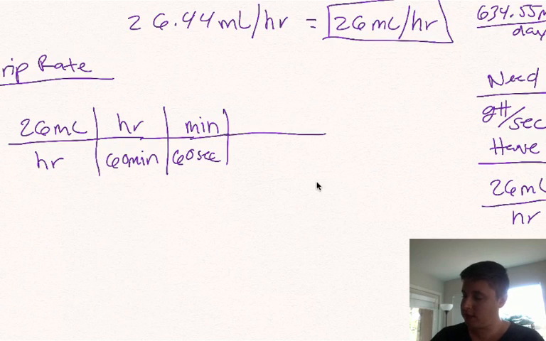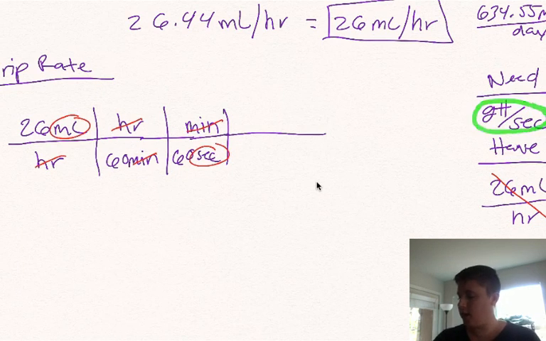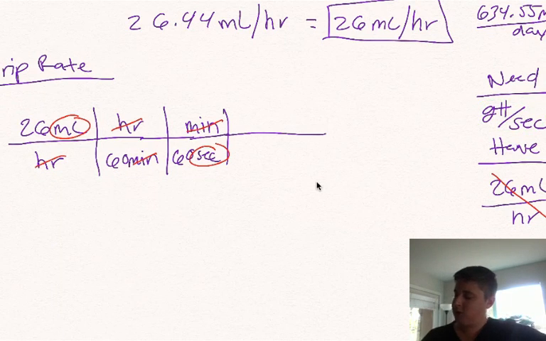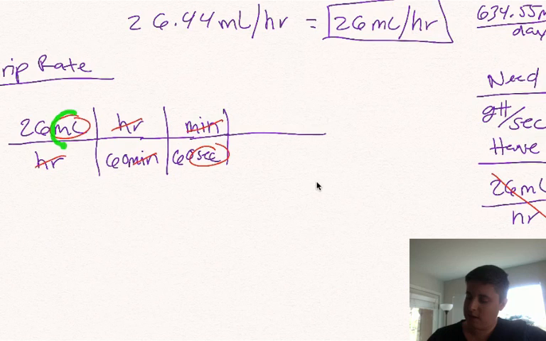And now let's see. Am I done? I don't know. Let's find out. Let's cancel. I've used all my pieces, so maybe I'm done. Hours go away. Minutes go away. I have milliliters over seconds. Is that what I need? No. Huh. Well, crap. Okay. What information do I have or need that will link up drops and milliliters? Because I have to get rid of these milliliters.